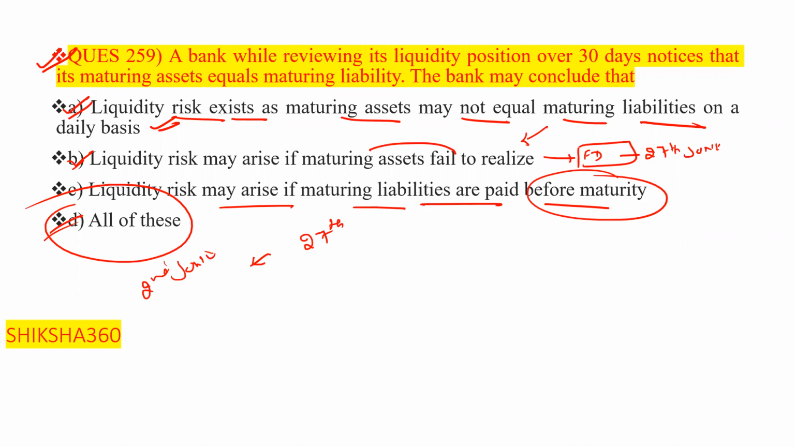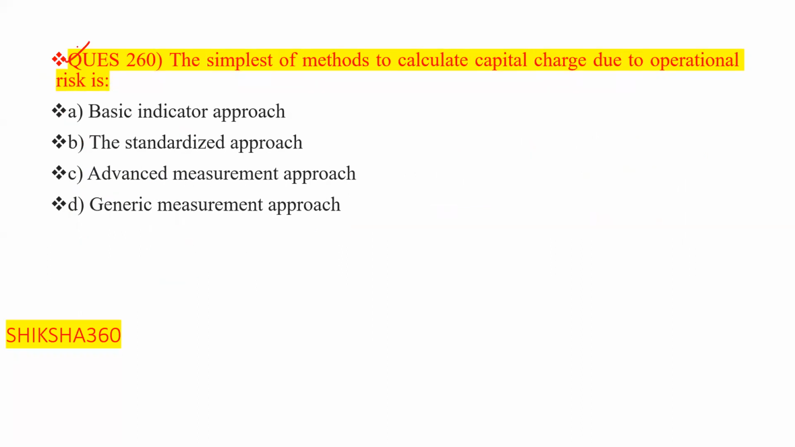Now move to the next question. Question number 260. The simplest method to calculate the capital charge due to operational risk is: basic indicator approach, standardized approach, advanced measurement approach, generic measurement approach. The correct answer is option A, that is the basic indicator approach, BIA.